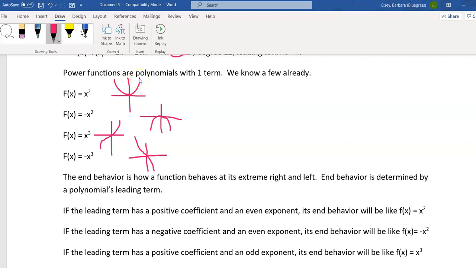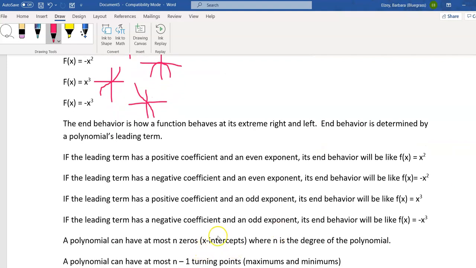Now it could do all kinds of stuff in between, but the ends will be going up on both the left and the right. If our leading term has a negative coefficient and an even exponent, like negative x squared, it's going to go down on both sides. Again, it could be doing anything in between, but the left and the right hand sides will be going downward. If the leading term has a positive coefficient and an odd exponent, its end behavior will be like x cubed. It'll go up on the right and it'll go down on the left. And then finally, if the leading term has a negative coefficient and an odd exponent, its end behavior is going to look like negative x cubed. It's going to go up on the left and down on the right.